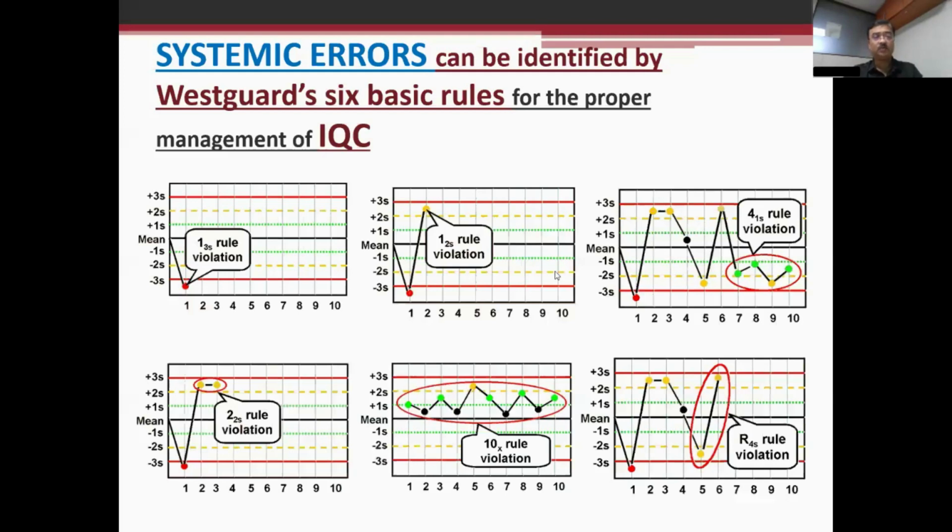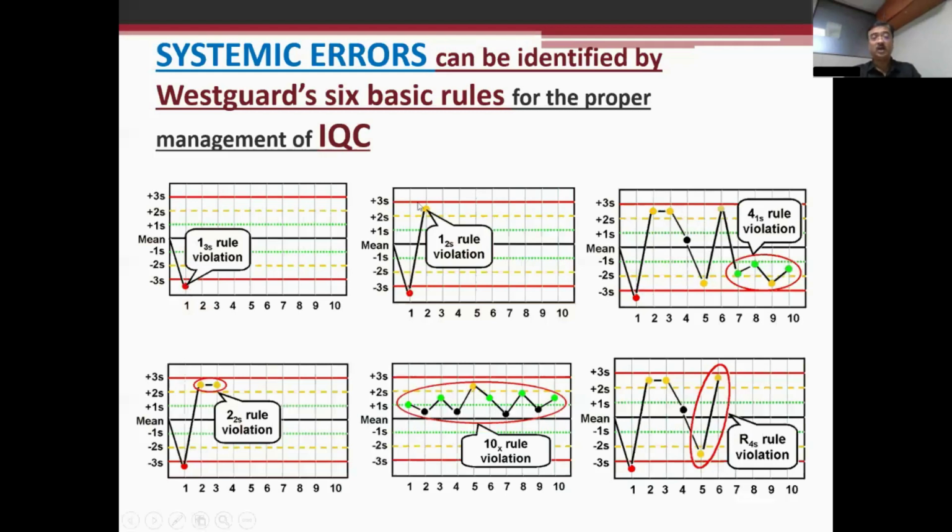So this is a 1-3S rule violation. This happens when the result is outside 3 standard deviations. What do we do? We reject the sample. We take the corrective action. We reject the run and take the corrective action. And only once it is corrected, we run the results.